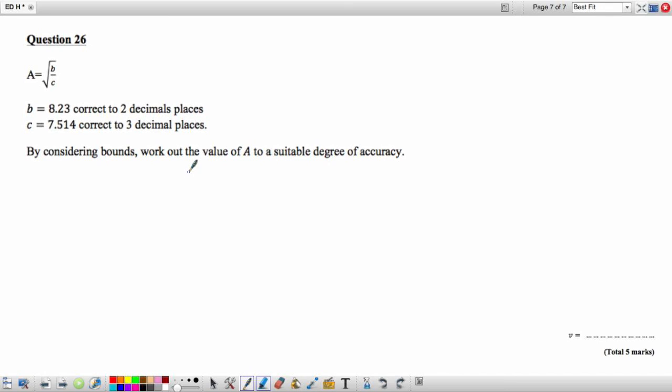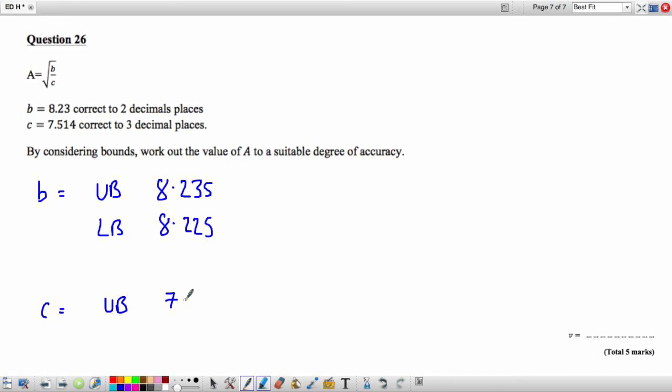Question 26. By considering bounds, work out the value of A to a suitable degree of accuracy. In all bounds questions, our first step is to look at our numbers and write down the upper and lower bound. So for B, we have the upper bound 8.235 and the lower bound 8.225. For C, which is correct to 3 decimal places, our upper bound will be 7.5145. Our lower bound, 7.5135.